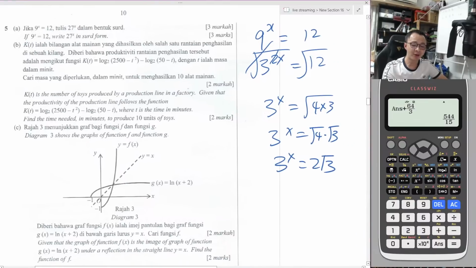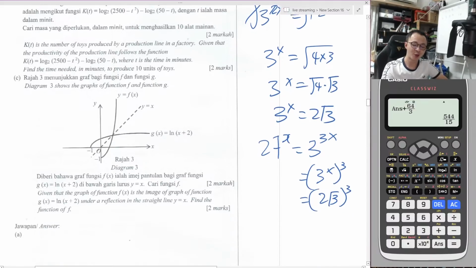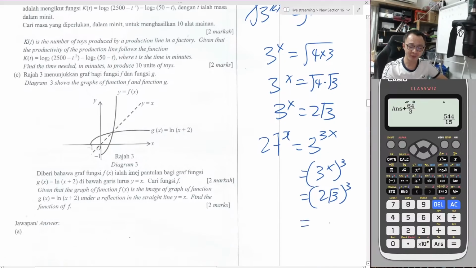Then we have 27 power x. This is 3 power 3x because 27 is 3 power 3. So I can say this is 3 power x cubed. So 3 power x is 2 root 3, power of 3. So this one should be 8, because 2 power 3 is 8, multiply root 3 cubed. So it should be 24 root 3. Okay, done.